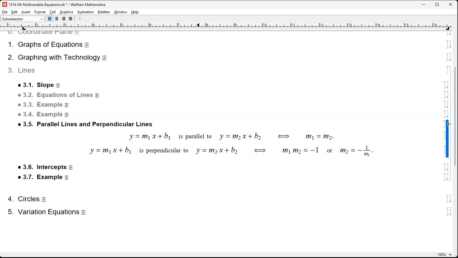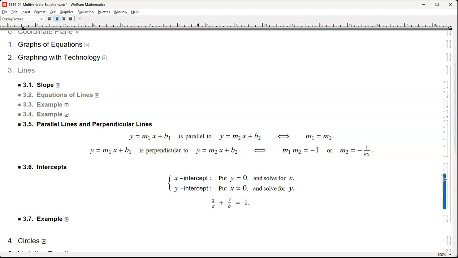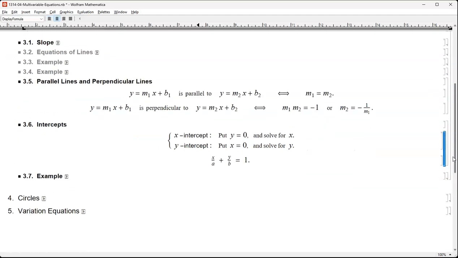Parallel lines and perpendicular lines. Okay, this may be a bit weird. Parallel lines means the same slope. Perpendicular lines means negative reciprocal. And then intercepts. Yeah, okay, usual technique.